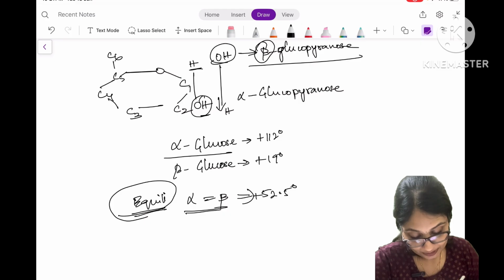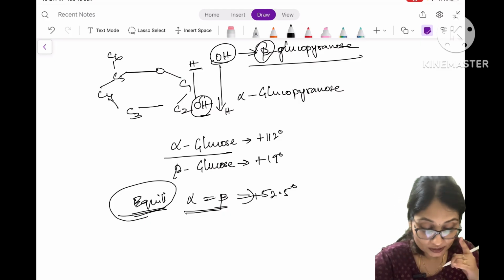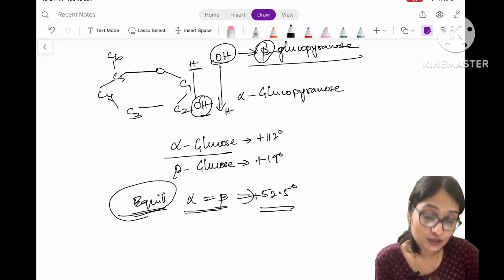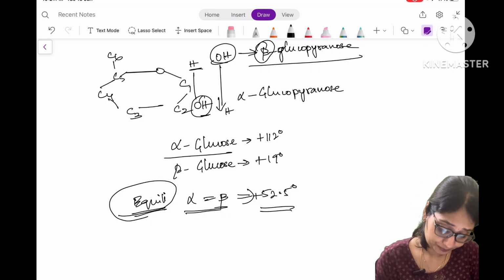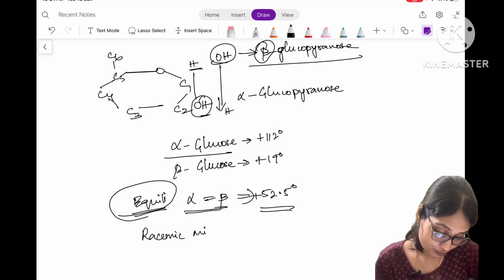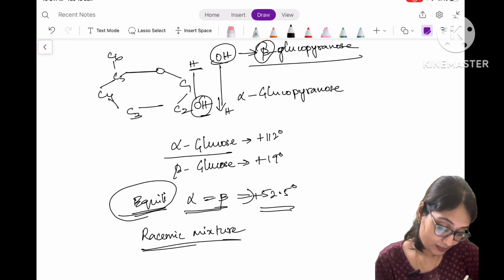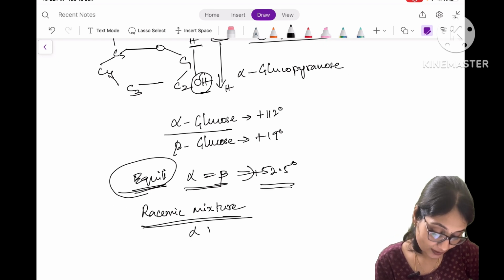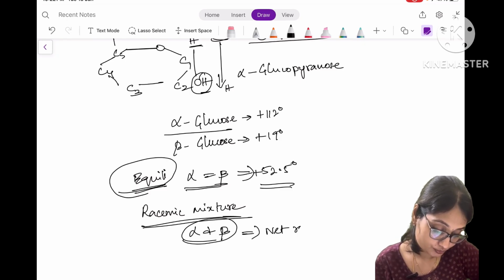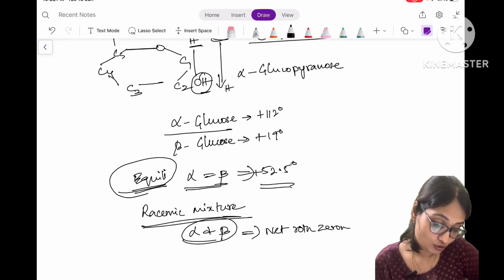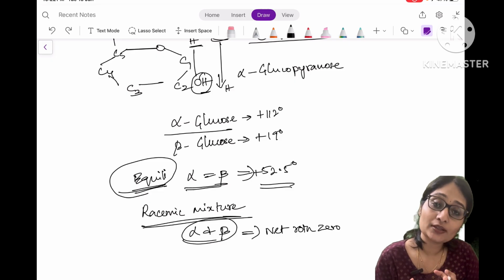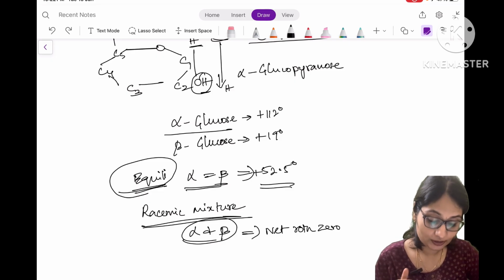Okay, so at equilibrium, when alpha glucopyranose is equal to beta glucopyranose, the rotation is plus 52.5 degrees, and this is called mutarotation. Sometimes there is a concept called racemic mixture. A racemic mixture is nothing but the proportion of alpha and beta that has to be put in so that the net rotation is 0. So a mixture of alpha and beta in such a proportion that the net rotation is 0, that's nothing but your racemic mixture.